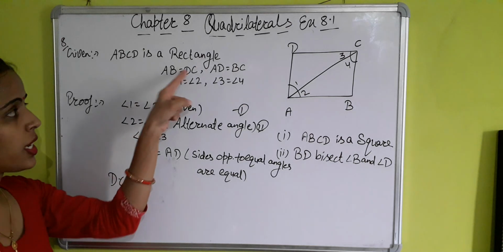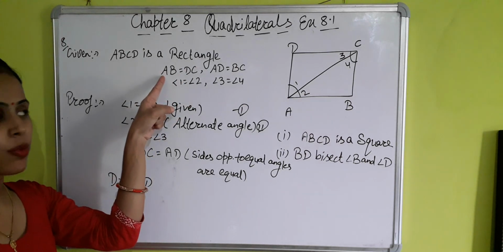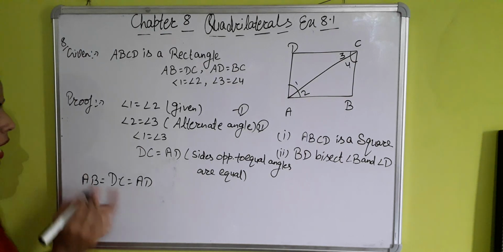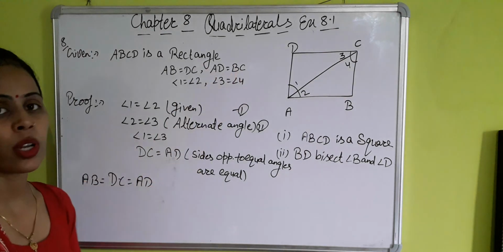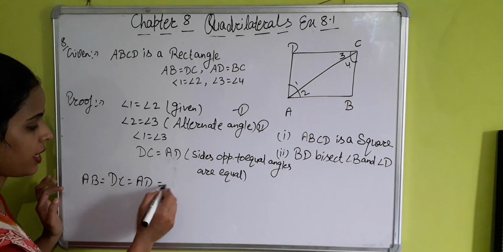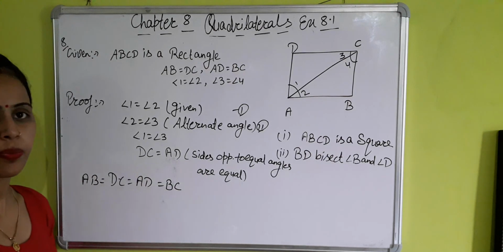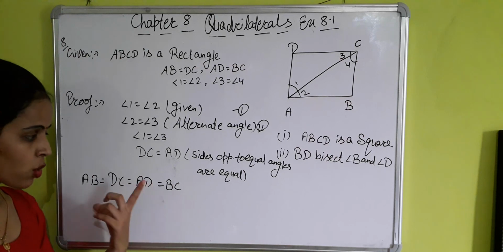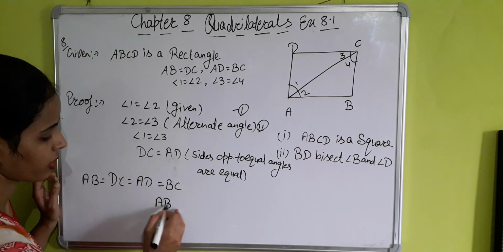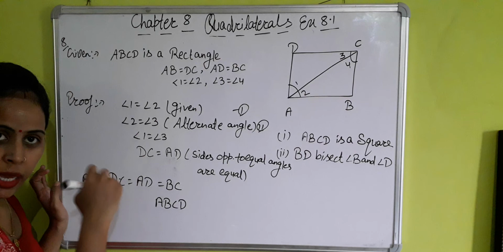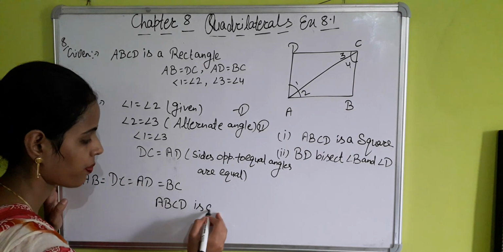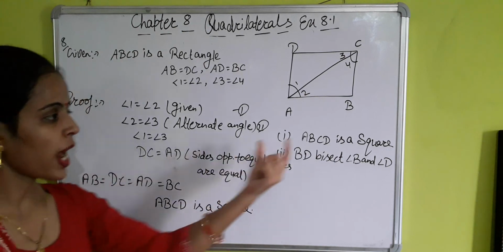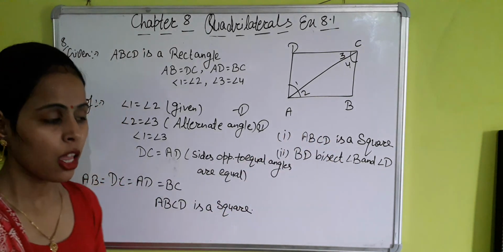But this DC equals AB, in given, DC equals AB. And this AD equals BC. AD equals BC. All the four sides are equal. So we can say that rectangle ABCD is a square. First part is proved. ABCD is a square.